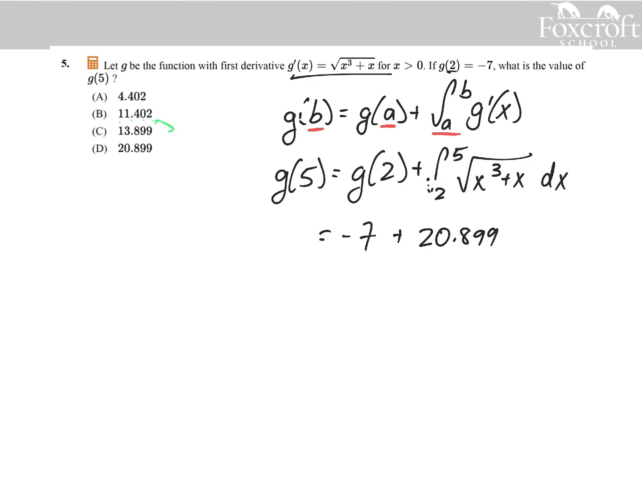All right, so this formula for the accumulation of change, how do I get from A to B using the derivative? It comes up a lot in these problems. But you're just plugging in what you know, using the calculator to figure out the difficult part, which is what that integral value is.